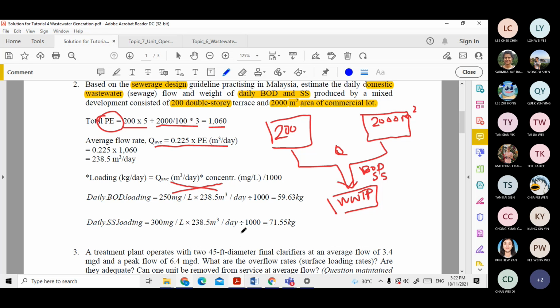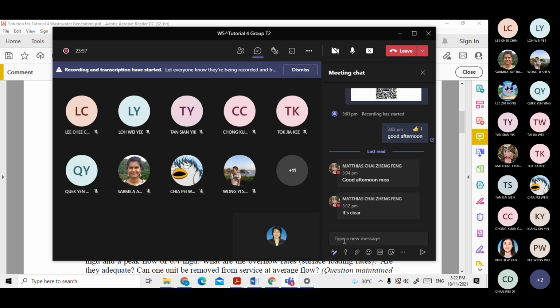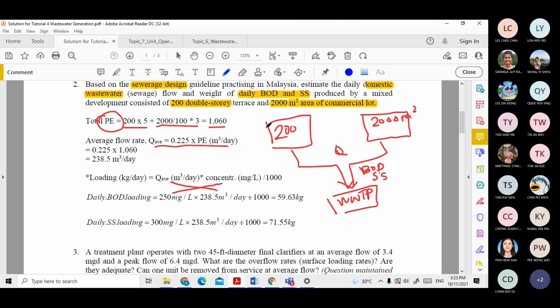So question 2, do you have any questions? Anything you want to clarify for this question 2? Maybe you find something you are curious about. Very clear, no question. If you have no question, then I have a question to ask you.